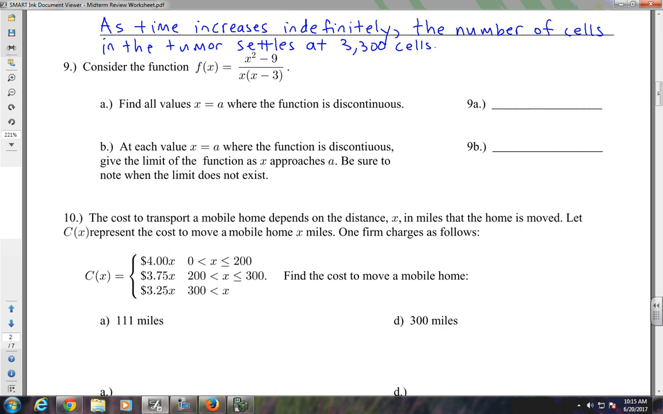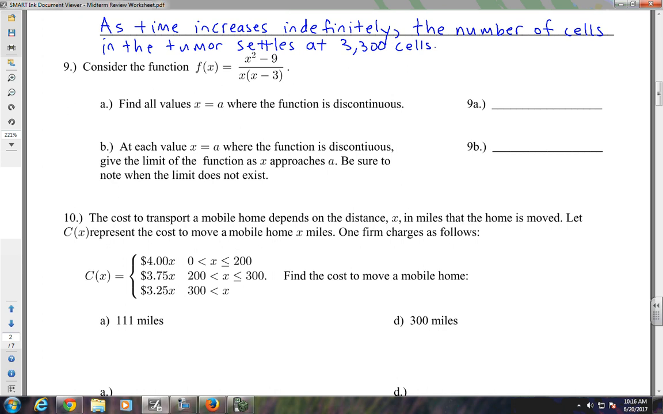In this video, I'm going to work problems concerning continuity and instantaneous and average rates of change. So I'll be working problems 9 through 12. Have your midterm review worksheet handy and ready to go, and you can work through these problems together with me.